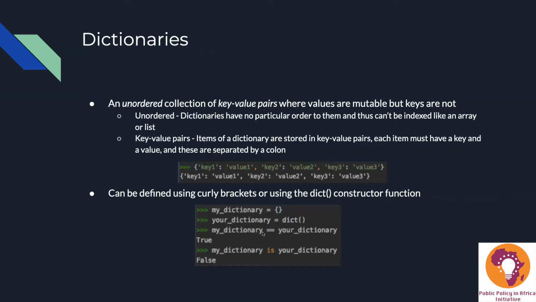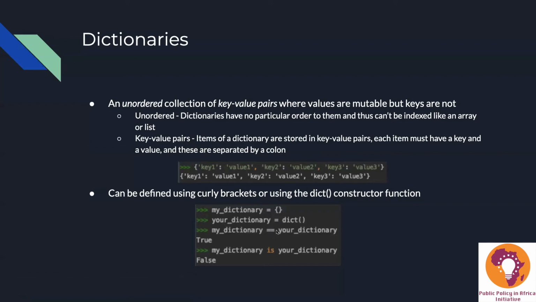So now when I try to determine if my dictionary is equal to your dictionary, that returns true. But remember, with the identity operators, my dictionary is not your dictionary in this case. If I wanted my dictionary to be your dictionary, then I would have had to set my dictionary equal to either the curly brackets or the constructor, sorry, and then do your dictionary equals my dictionary, and then at that point this would have returned true.